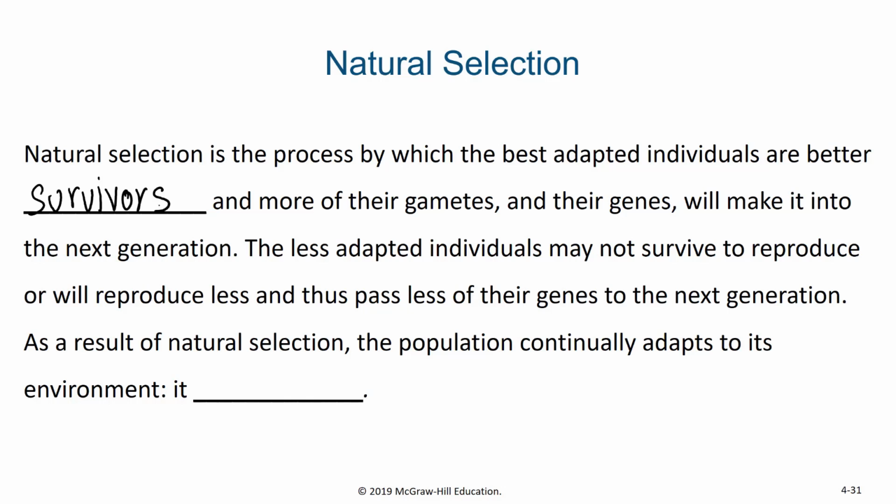And more of their gametes and more of their genes will make it into the next generation. The less adapted individuals may not survive to reproduce, or will reproduce less and thus pass less of their genes to the next generation. Or I guess I should say their offspring will make up a smaller portion of that next generation. As a result of natural selection, the population continually adapts to its environment. It evolves.